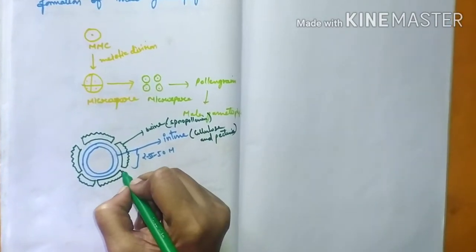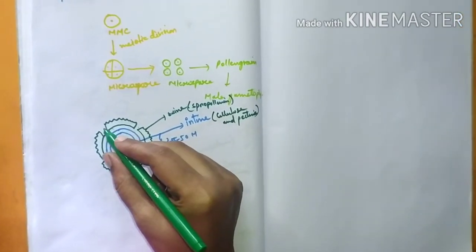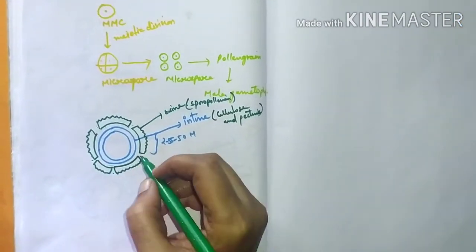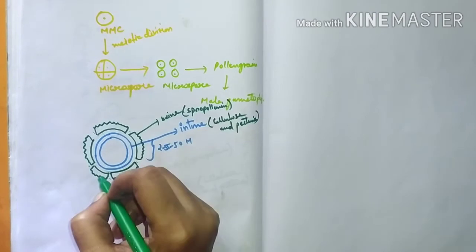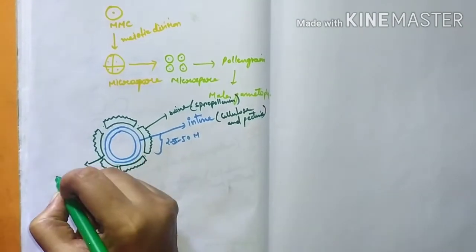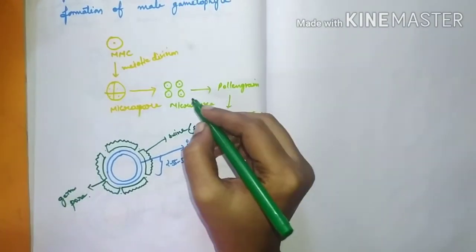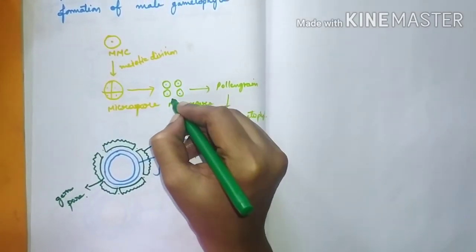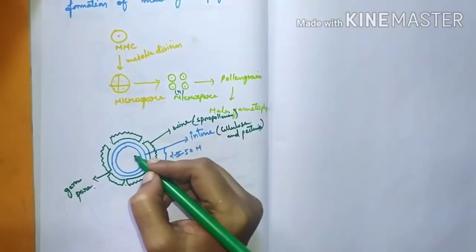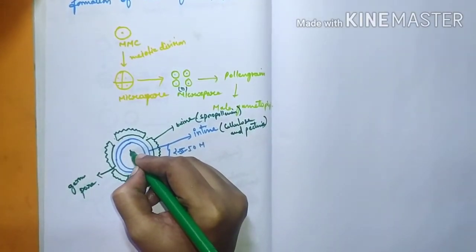And friends, the structures which you are seeing, in which the sporopollenin is absent, are called germ pores. And the microspore has a haploid nucleus, so in the pollen grain also one haploid nucleus is present.